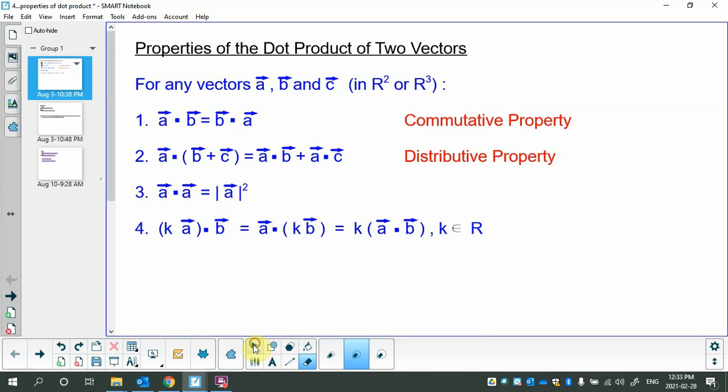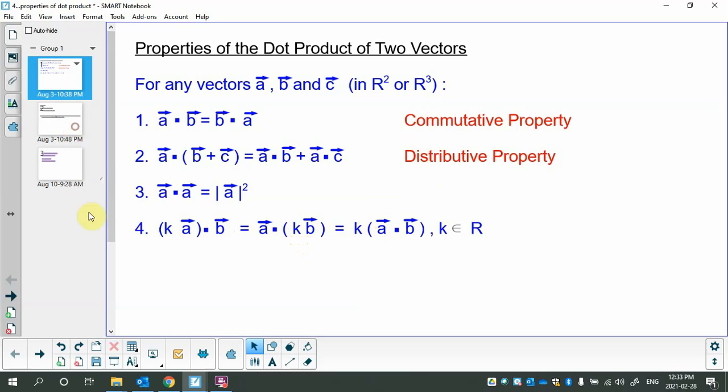And the last one is if you take two vectors and dot them, so come up with a scalar, and then take that scalar and multiply it by another scalar, that is the same thing as if you multiply each vector by the scalar and then dot it with the other one. So that has no name for it, as does this, but the property is true nonetheless.